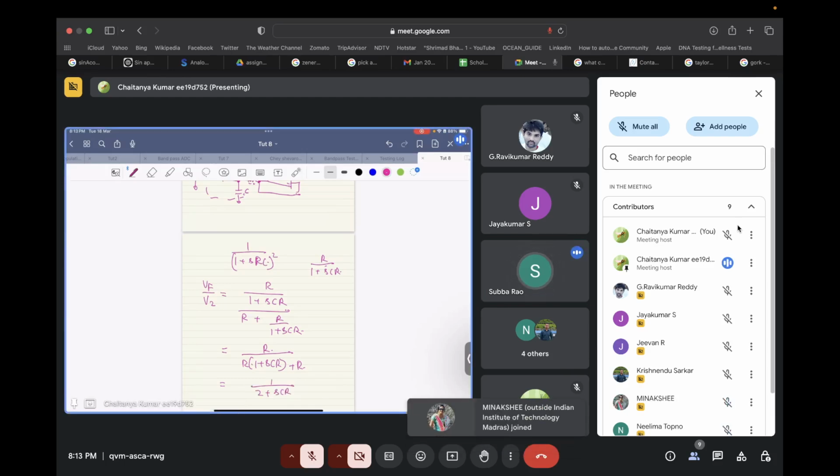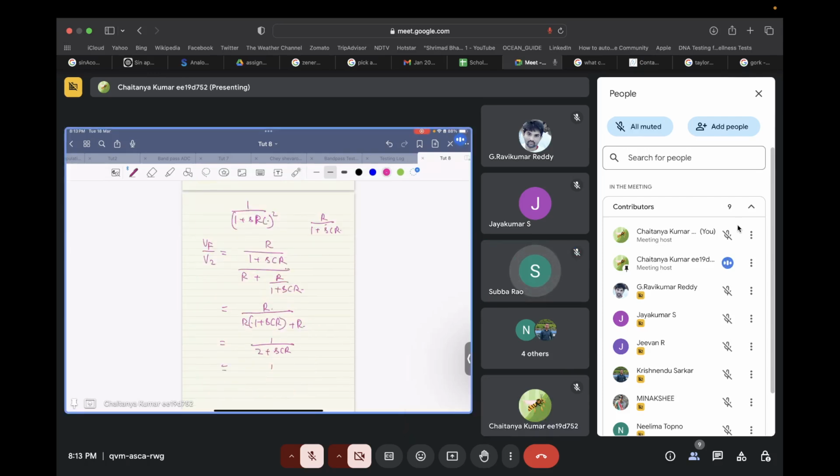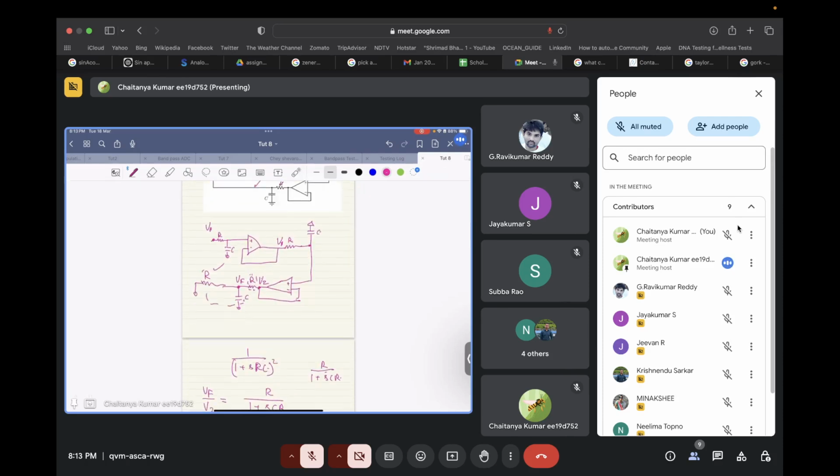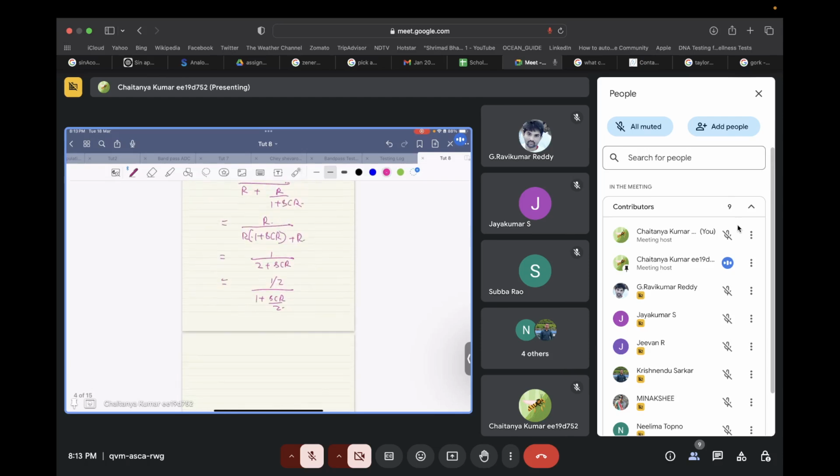Yes, Suvar, you want to ask something? No, sir. Continue, sir. So this will be equal to 1 by 2 divided by 1 plus SCR by 2. Okay, so overall transfer function from input to this filtering node, that is VF, will be VF by V naught will be 1 upon 1 plus SCR whole square times 0.5 divided by 1 plus SCR by 2.